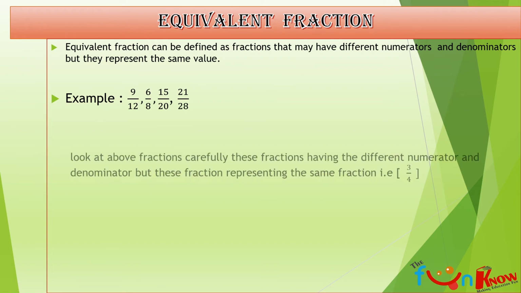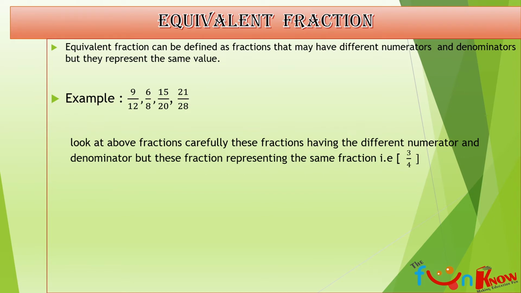But when you divide them carefully, even though they have different numerators and denominators, just try to simplify them further. 3 3s are 9, 3 4s are 12. That means 3 by 4. 2 3s are 6, 2 4s are 8. That means 3 by 4. 5 3s are 15, 5 4s are 20. That means, yes, 3 by 4. 7 3s are 21, 7 4s are 28. That is 3 by 4.